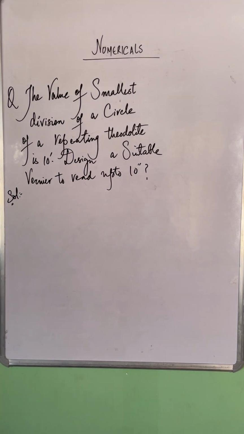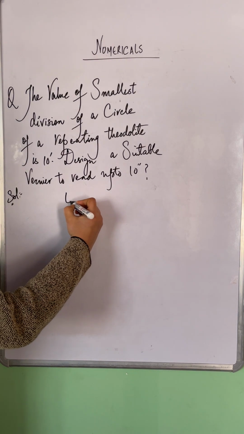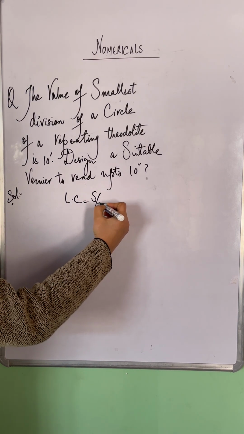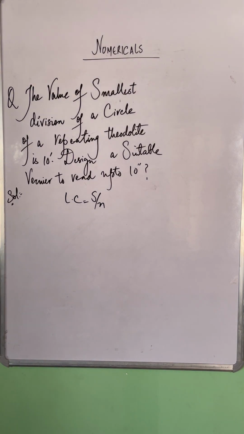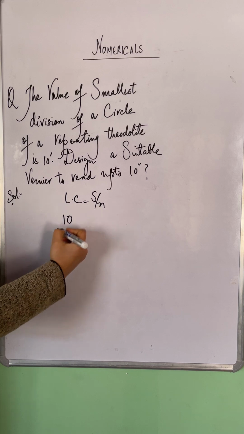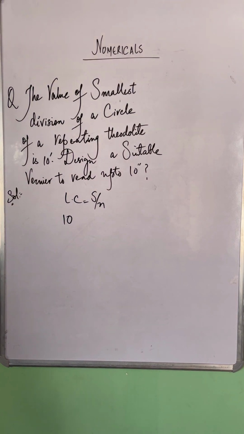So what is my question? The value of smallest division of a circle of a repeating theodolite is 10 minutes. Design a suitable vernier to read up to 10 seconds. Okay. Least count is S by N. What is my least count? They are desiring that it should read up to 10 seconds. So my least count is 10 seconds.